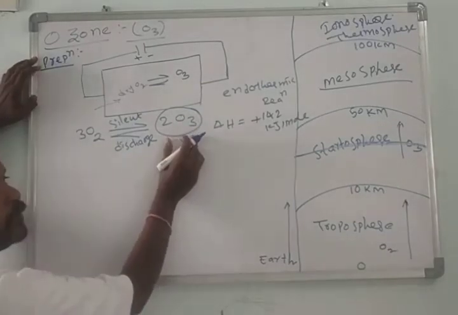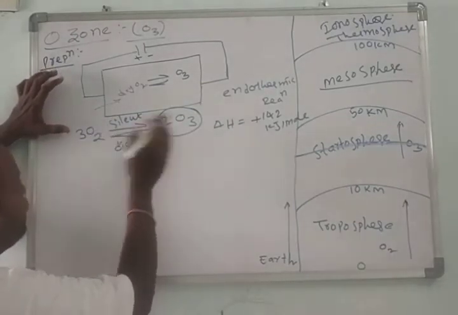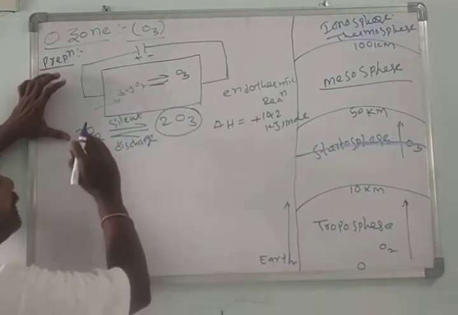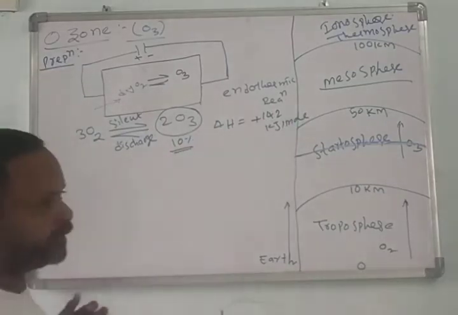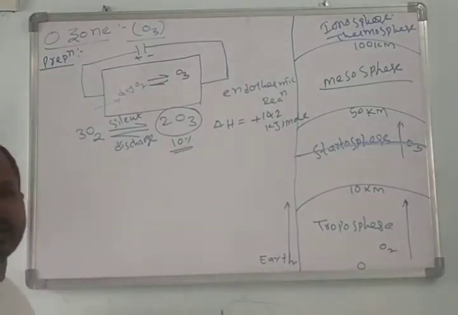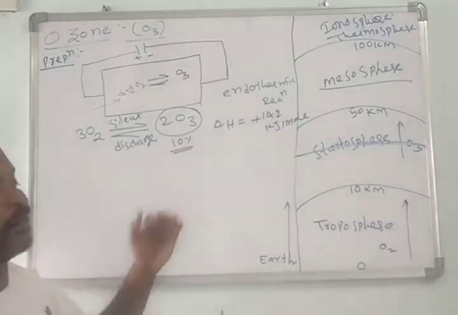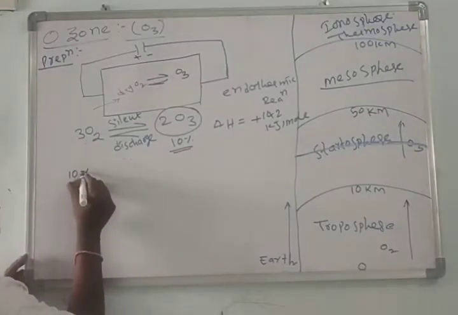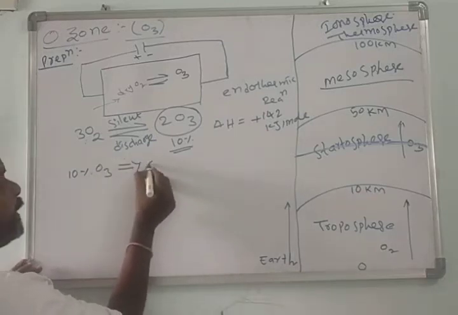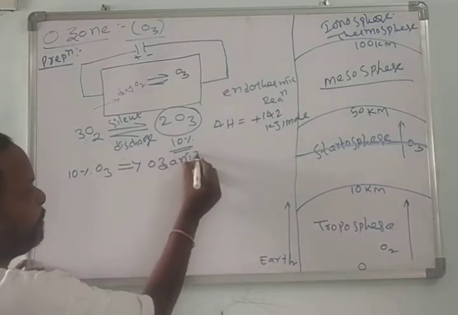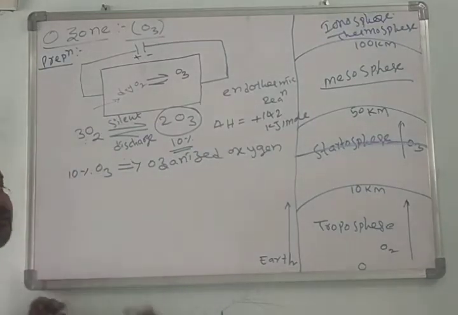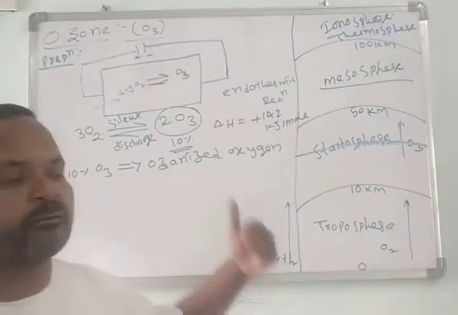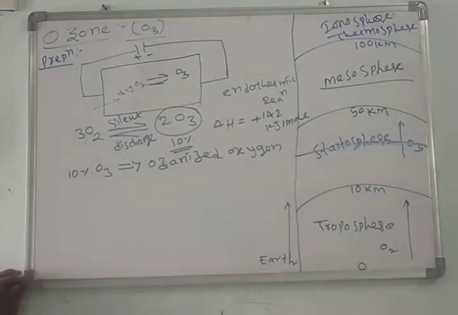The concentration of ozone formed by this silent discharge method is only 10%. That means the remaining 90% is oxygen. So this 10% ozone we simply call ozonized oxygen. What is the meaning of ozonized oxygen? 10% ozone we call ozonized oxygen.